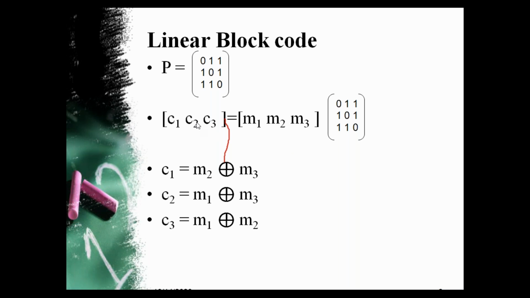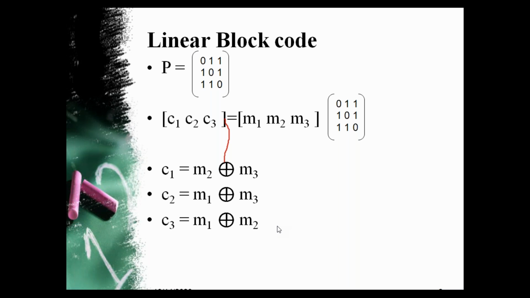Similarly, C2 we can obtain as M1 into 1 plus M2 into 0 plus M3 into 1. Therefore, C2 equals M1 XOR M3. Then C3 equals M1 into 1 plus M2 into 1 plus M3 into 0. Therefore, C3 equals M1 XOR M2. Okay, hope you have understood how we have written the equation for each check bit. Now, by making use of the P submatrix, we have written the equation for each check bit in terms of message bits.